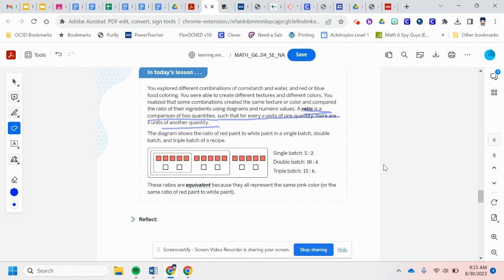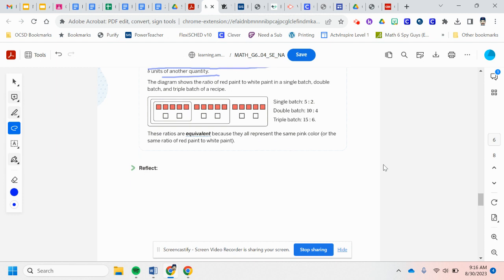The diagram shows the ratio of red paint to white paint in a single batch, double batch, and a triple batch. These ratios are equivalent because they all represent the same paint color or the same ratio of red paint to white paint.